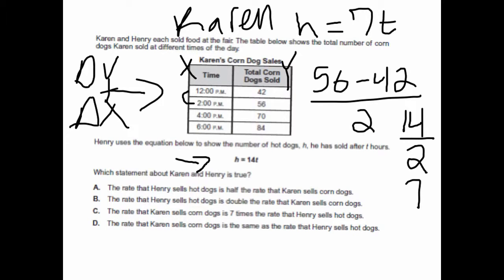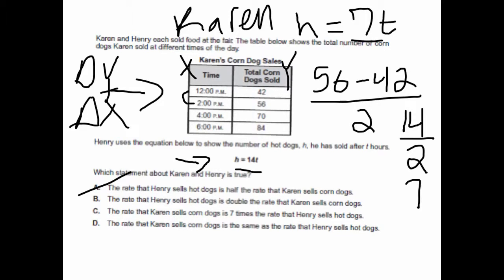Now I can go ahead and compare these. Which statement about Karen and Henry is true? The rate that Henry sells hot dogs is half the rate that Karen sells corn dogs. Well, that cannot be true because Henry is selling 14 an hour and Karen is only selling 7. If it was half the rate that Karen sells corn dogs, then Henry would only be selling about 3.5, and that's not even possible. So I can go ahead and erase that as an answer choice.